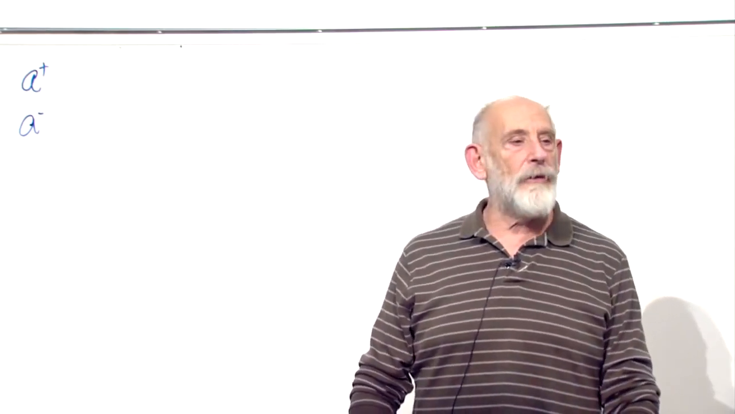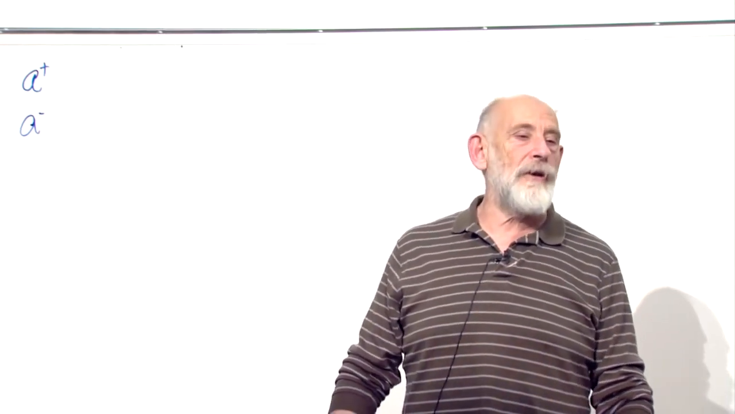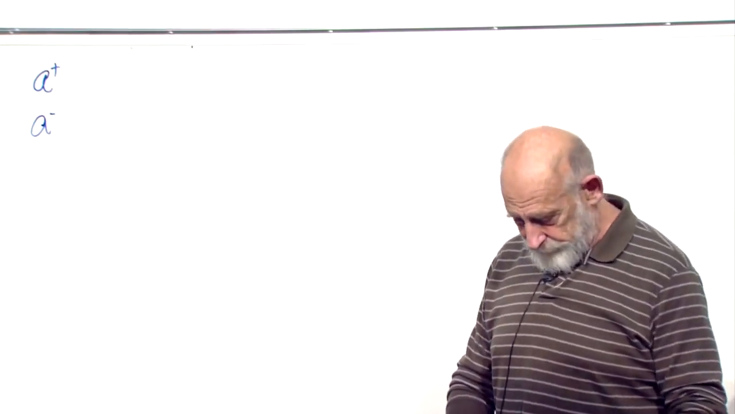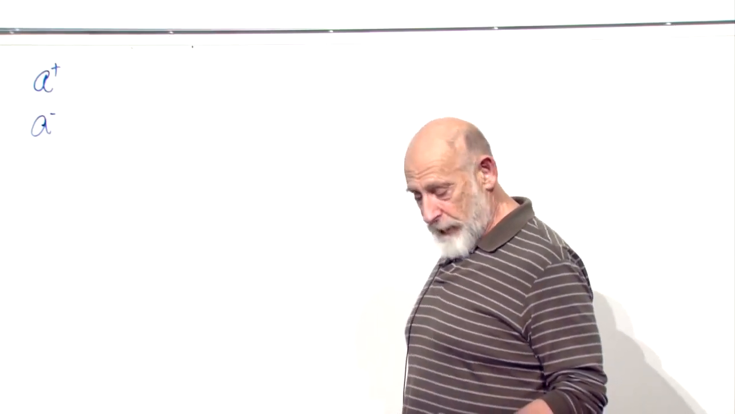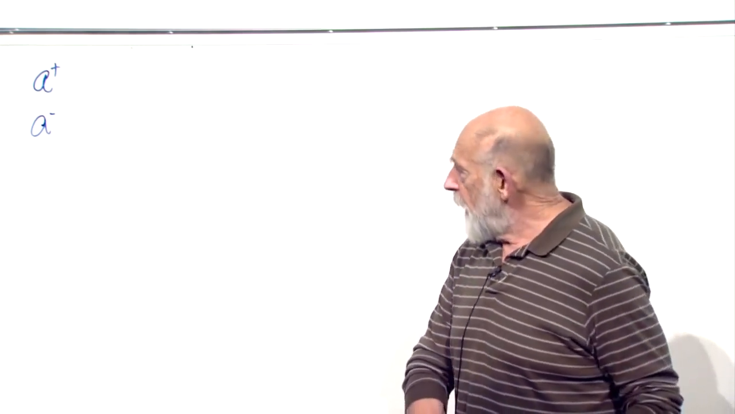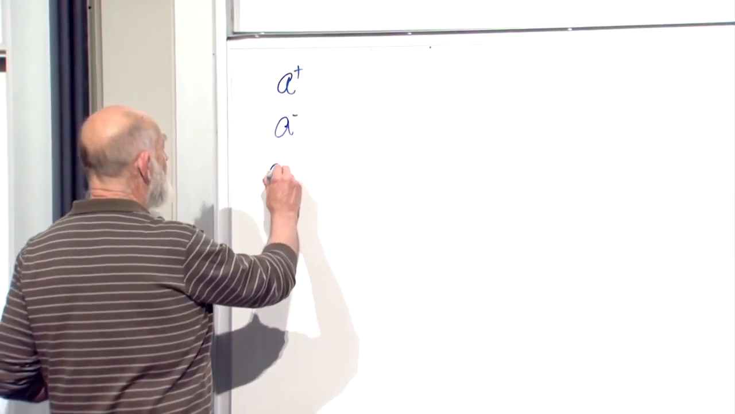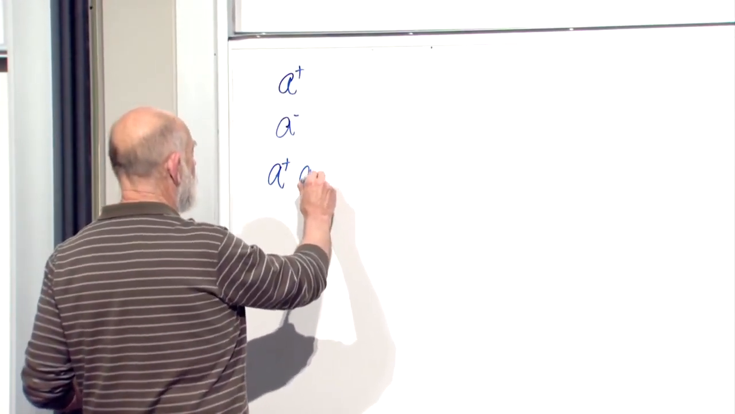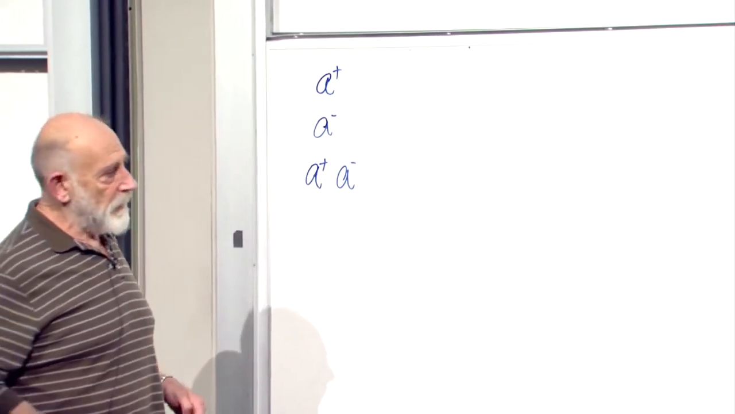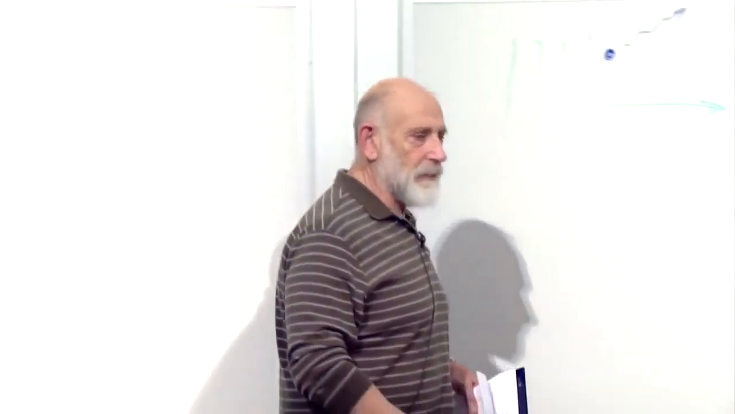We're going to learn to call them creation operators and annihilation operators. What is it that they create and annihilate? As we'll see, particles. But let's just use the same conventions that we've used up till now. And there is also A plus times A minus. That was the thing, if you remember, that went into the Hamiltonian. If you remember, the Hamiltonian was just basically A plus A minus.